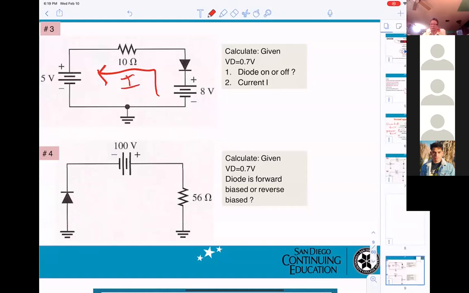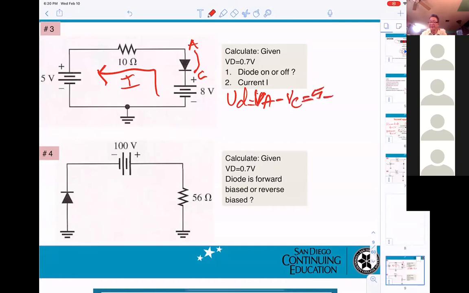It's off. Okay, the diode will be off. If you want to do it, you need to say this is A, this will be C. Then VD equals VA minus VC, and you get 5 minus 8, you get minus 3. Okay, less than 0.7, they will be off.